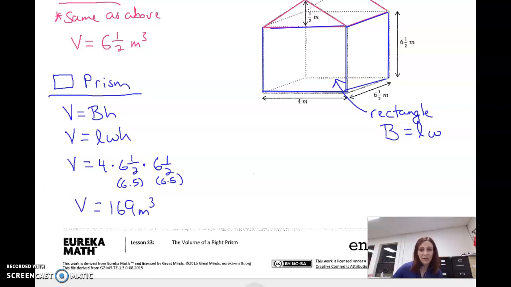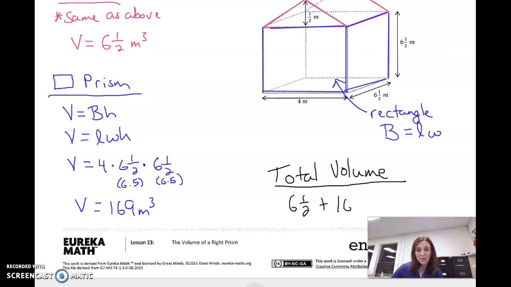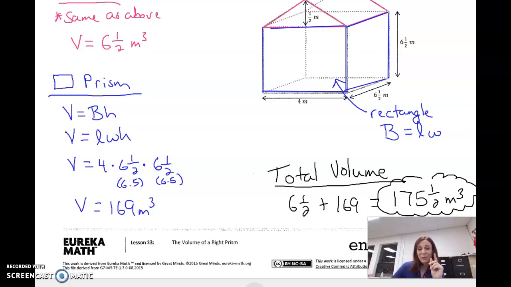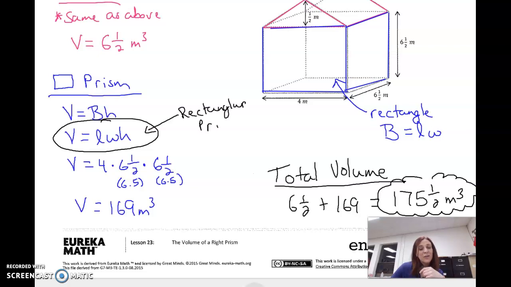So our total volume, because that's what the question asks us to do, when you want the total, add both pieces together. The volume of our triangular prism is 6.5 cubic meters, and we add that to the volume of our rectangular prism, which is 169 cubic meters, and we get 175.5 cubic meters. We don't have a formula for a right pentagonal prism, but we do have them for triangular prisms and, nicely, rectangular prisms. It doesn't work for all prisms, but rectangular prisms are just length times width times height.